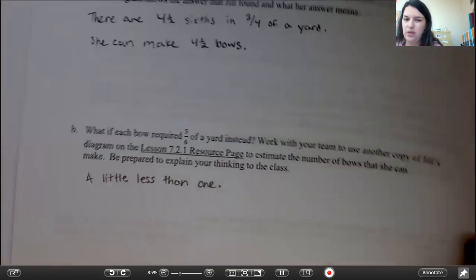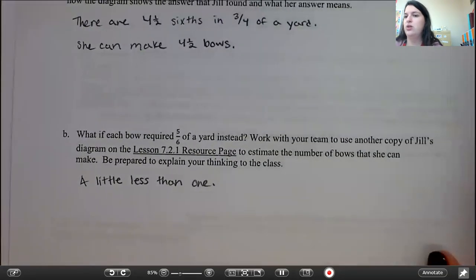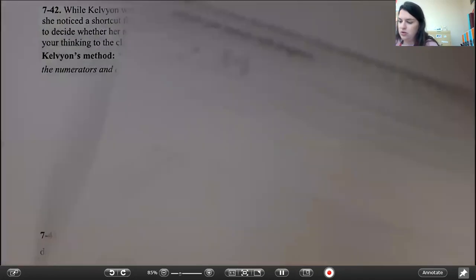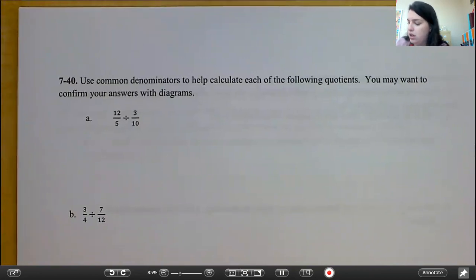Okay. That one's a little tricky. I'm going to help you out and show you another way that we can think about dividing. So 7-40 is where I want you to look. We're going to use common denominators to help calculate each of the following quotients. You may want to confirm your answers with diagrams. So we're going to get away from the diagrams here. We don't want to confirm our answers with those, but I'm going to show you how to do this.